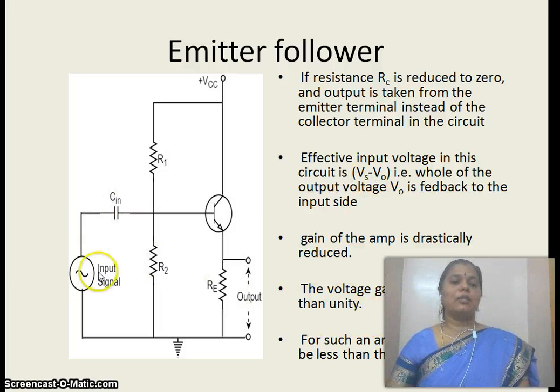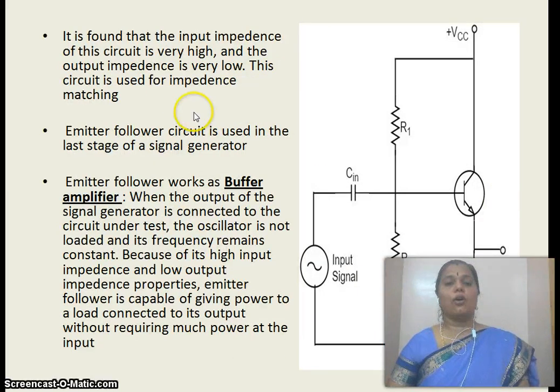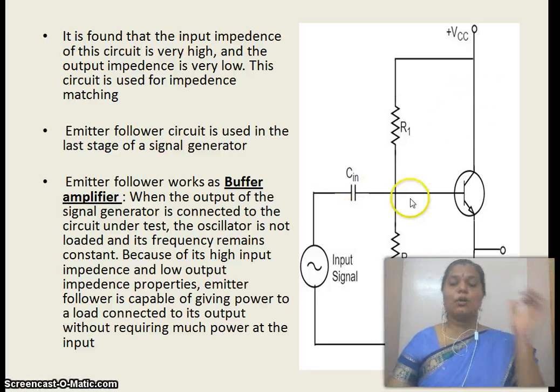For example, if 1 volt is given from here, the output voltage will be equal to 0.8 volt. So 0.8 divided by 1 will be equal to 0.8. That is, in the case of the emitter follower, the gain of the amplifier will be less than unity. And such circuits are used for impedance matching. Why are they impedance matching circuits? Because there is no resistance, the output impedance is quite low. Because of the negative feedback, the input impedance becomes very high. So input impedance is high and output impedance is low. Such circuits can be used for impedance matching.